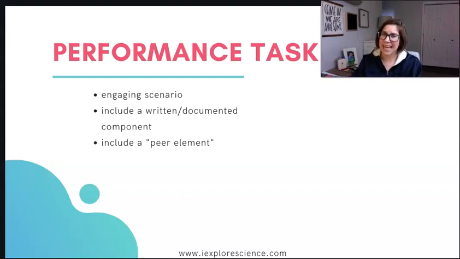But then don't be afraid to add a peer element. So maybe it is like I did here, where they took the information that they had analyzed and come up with independently, which I was going to be grading. And they then worked together to come to a consensus and create this press conference. So the press conference was more like a demonstration of their collaborative knowledge, but I still had all of that independent work to fall back on.